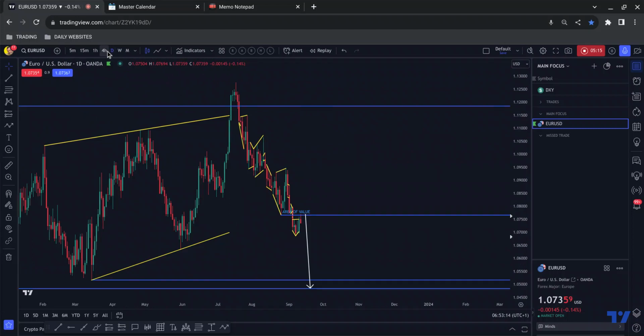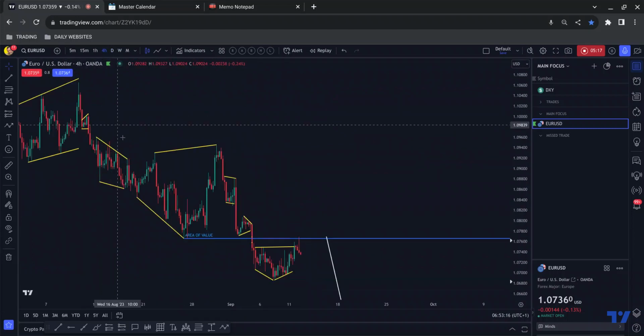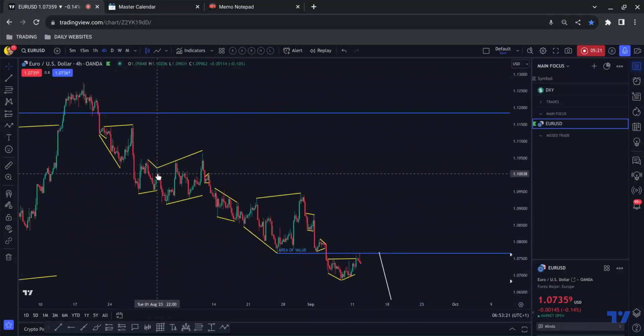As I drill down, you can see we're getting some momentum coming in, and it will become clear why I'm looking for what I'm looking for. So we have the impulse down, tighter correction, larger correction, smaller correction, larger correction, tighter correction. This is a typical example of what we see.